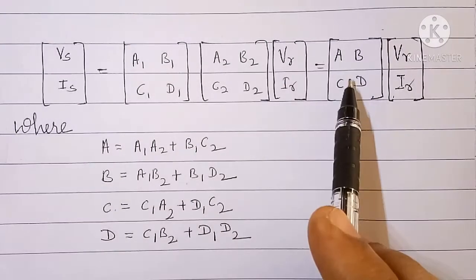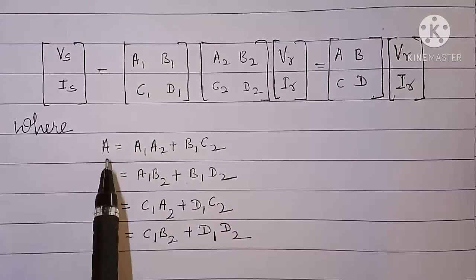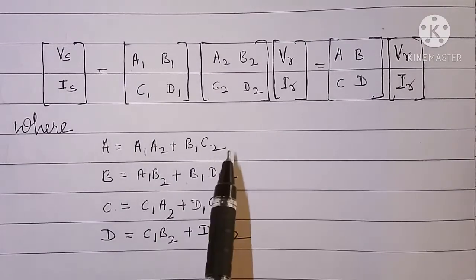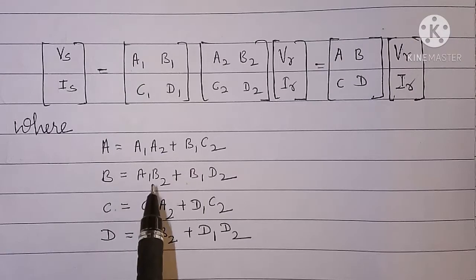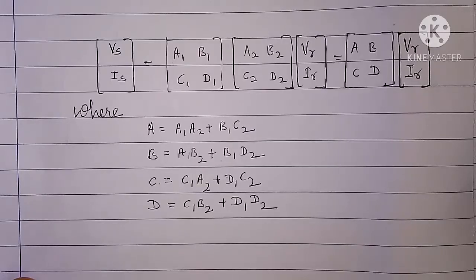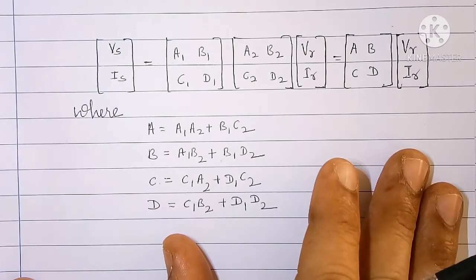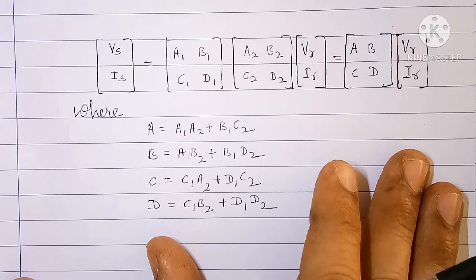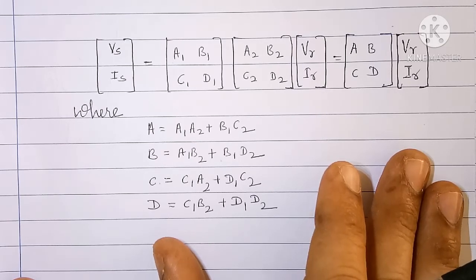In this ABCD matrix now, A is A1 A2 plus B1 C2. B is A1 B2 plus B1 D2. C is C1 A2 plus D1 C2. And D is C1 B2 plus D1 D2. So this is how ABCD constants are written for two-port networks connected in tandem representing a transmission line.